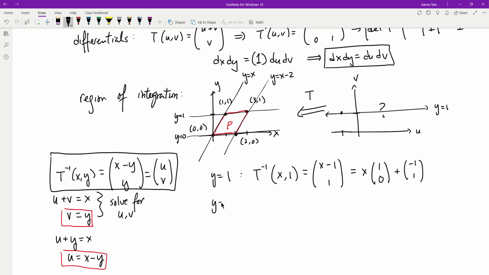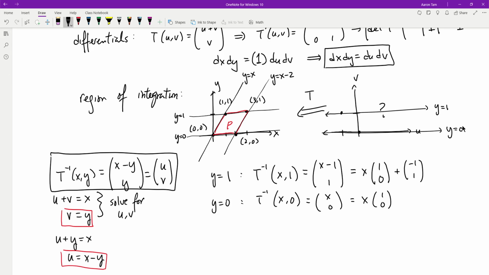Now let's see if we can do y equal to 0. So I'm going to put in T inverse of x, 0, because y is 0. And therefore that becomes just x, 0. So therefore I'm just going to say x times 1, 0. So that indicates that this is a line that goes through the origin 0, 0 and goes completely horizontal. So that's what y equal to 0 looks like on the UV plane.